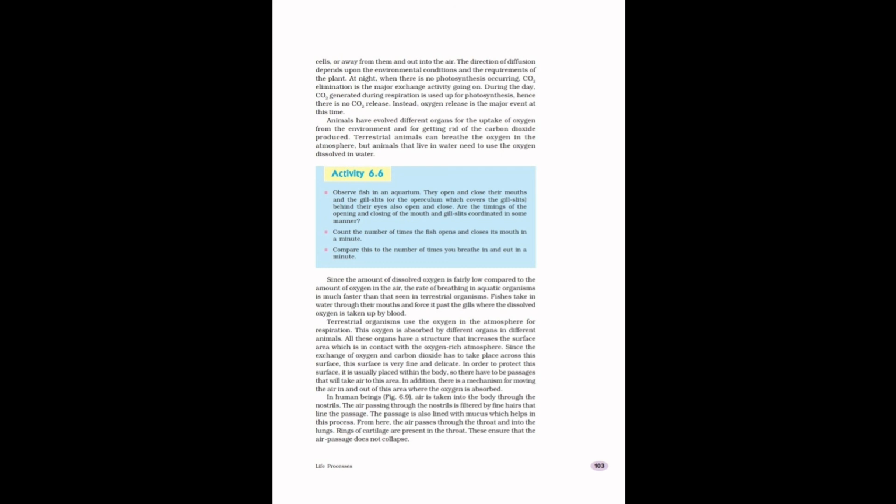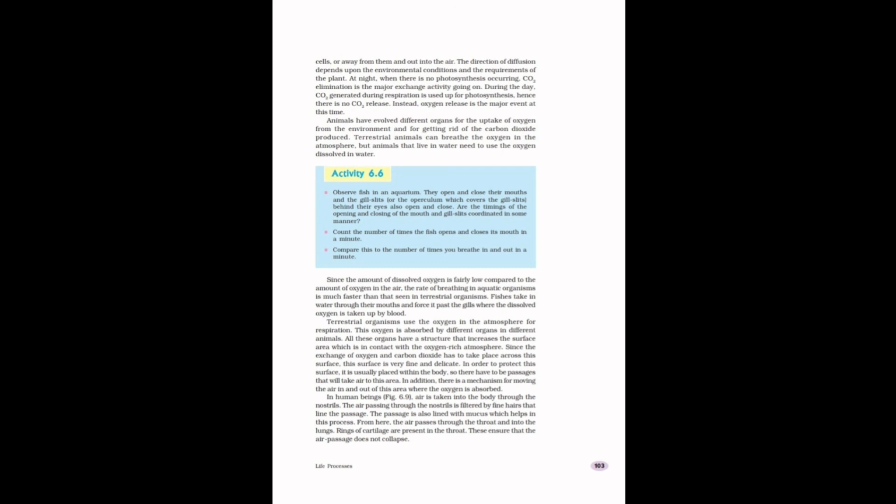Since the amount of dissolved oxygen is fairly low compared to the amount of oxygen in the air, the rate of breathing in aquatic organisms is much faster than that seen in terrestrial organisms. Fish take in water through their mouths and force it past the gills, where the dissolved oxygen is taken up by blood. Terrestrial organisms use the oxygen in the atmosphere for respiration. This oxygen is absorbed by different organs in different animals. All these organs have a structure that increases the surface area which is in contact with the oxygen-rich atmosphere.